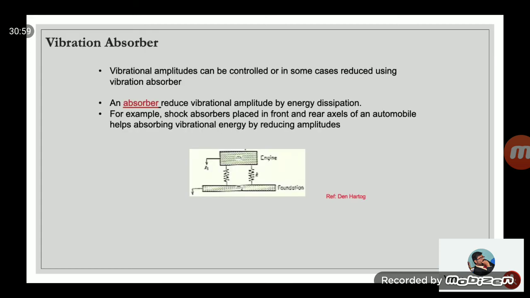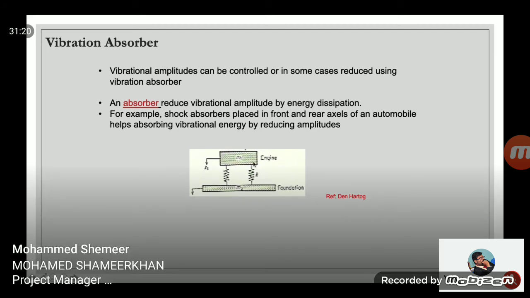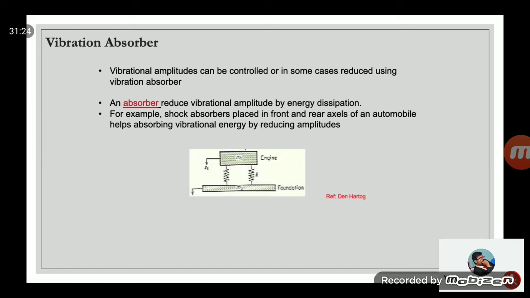The vibration absorber. The picture shows the absorber, which can be seen in automobiles, the shock absorbers placed in front and rear axles, and that helps absorb the vibrational energy. So that is an example of an absorber. That will suppress the vibration amplitude. The frequency will still be there, but the amplitude will be less.